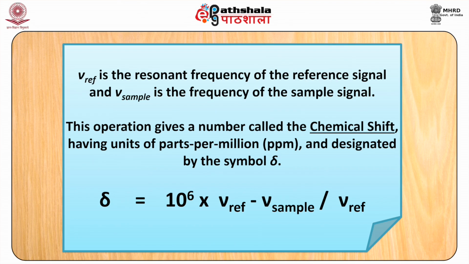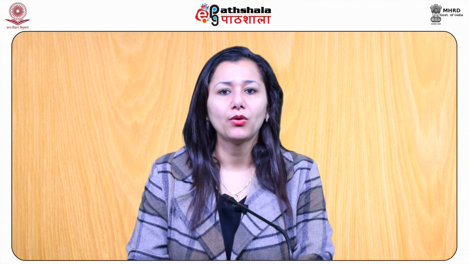We should note that nu reference is the resonant frequency of the reference signal and nu sample is the frequency of the sample signal. This operation gives a number called the chemical shift, having units of parts per million, that is ppm, and designated by the symbol delta. That is, delta is given by nu reference minus nu sample divided by nu reference, times 10 to the power 6. Electrons around a magnetic nucleus produce a local magnetic field opposite to the applied magnetic field.